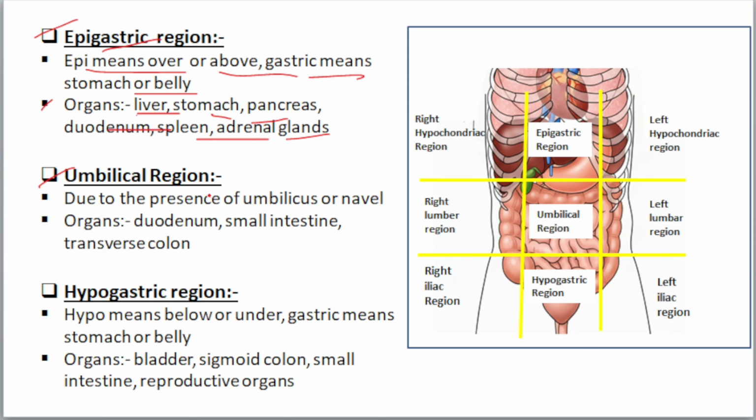Then the umbilical region, named for the presence of the umbilicus or navel. This is the middle of the abdominal region. The organs include the duodenum, small intestine and transverse colon. Then the hypogastric region, where hypo means below or under and gastric means stomach or belly. So this region is present below the stomach or belly. The organs include the bladder, sigmoid colon, small intestine and reproductive organs.